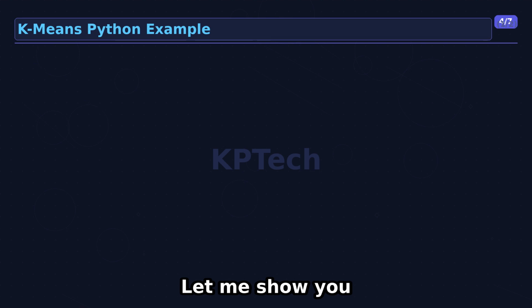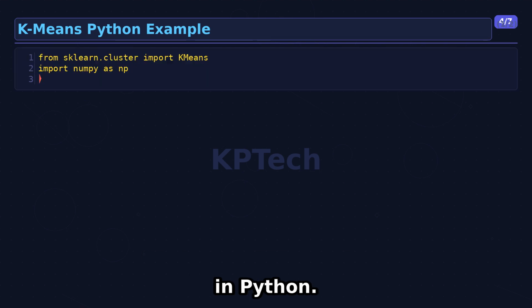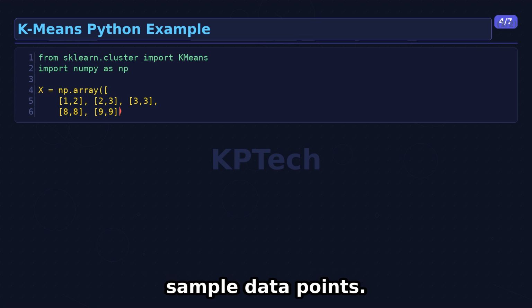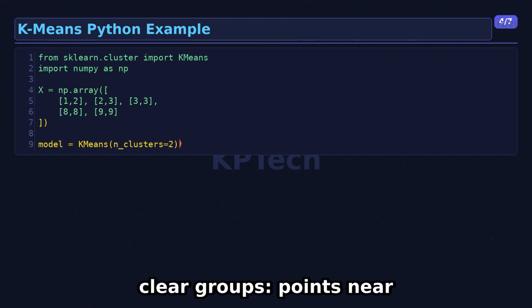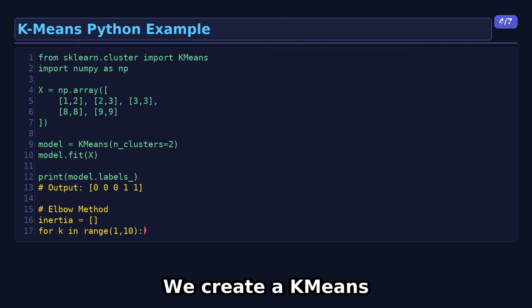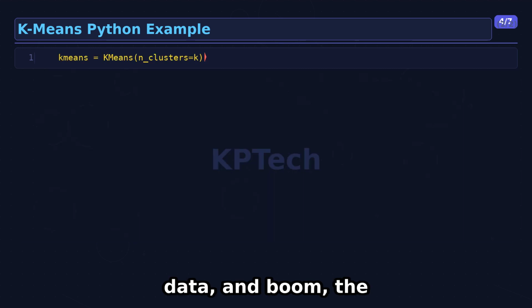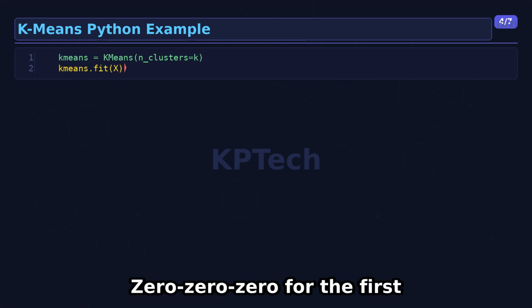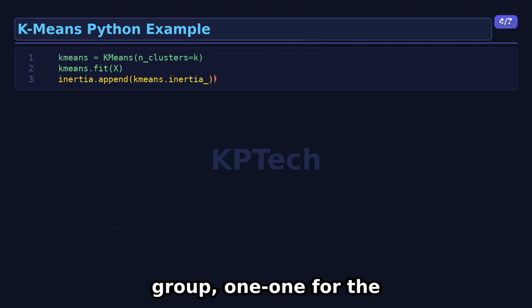Let me show you how simple K-means is in Python. We import K-means from scikit-learn and create some sample data points. Notice we have two clear groups, points near the origin and points near 8,8. We create a K-means model with two clusters, fit it to our data, and boom, the labels show us which cluster each point belongs to. 0, 0, 0 for the first group, 1, 1 for the second group.